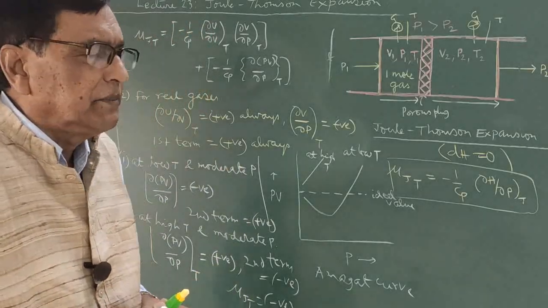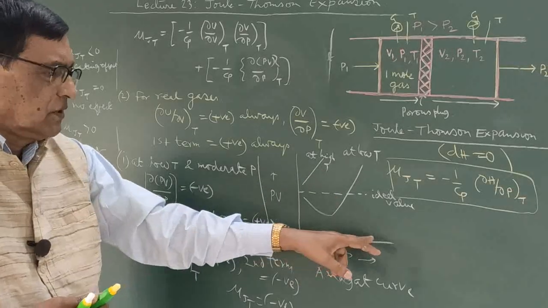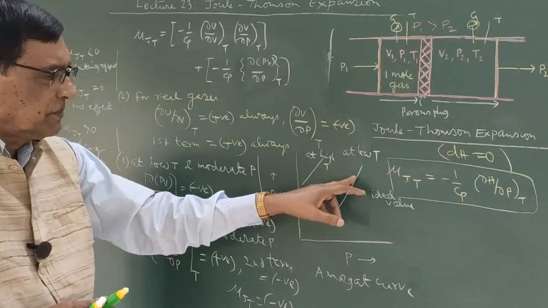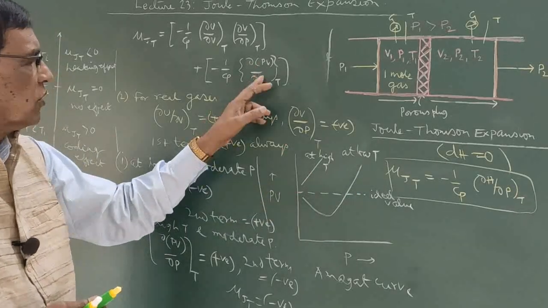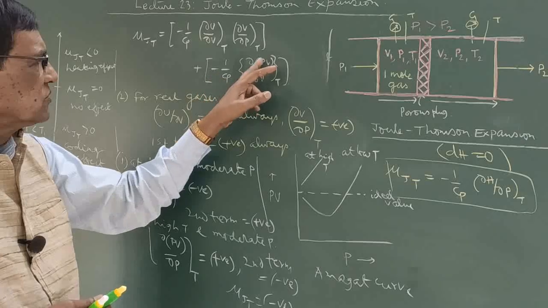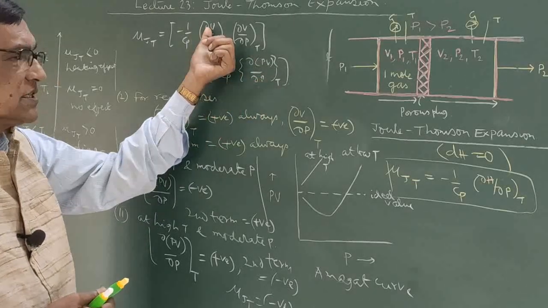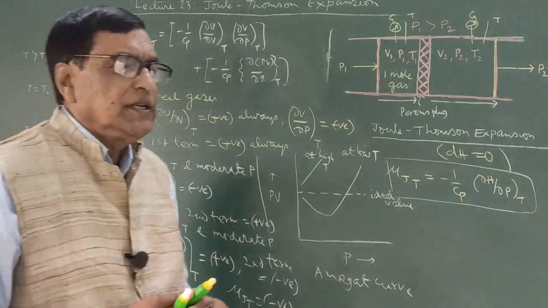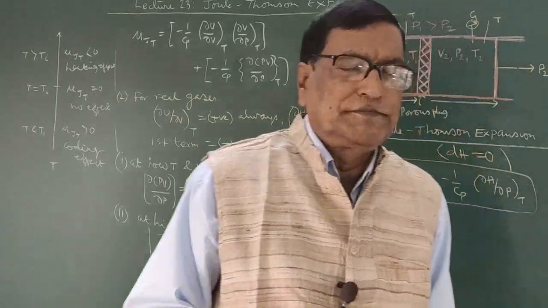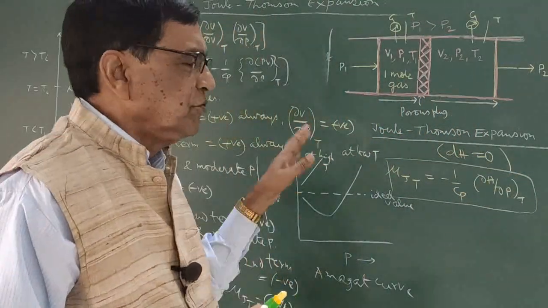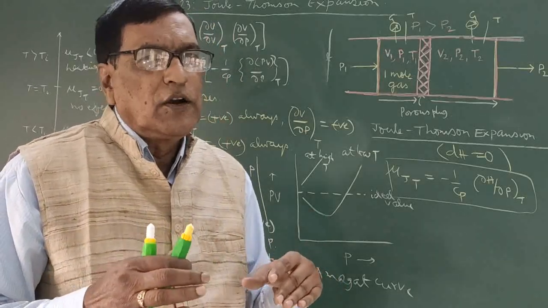But one thing I should also mention: whenever the pressure is very high, even at low temperature, then this term also becomes positive, and this one is negative, and when this term exceeds that term, mu J becomes negative. So at a very high pressure, mu J is negative always, or there will always be heating.